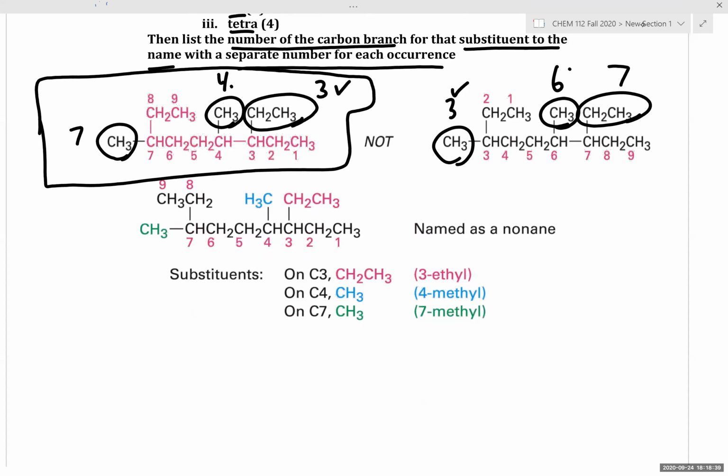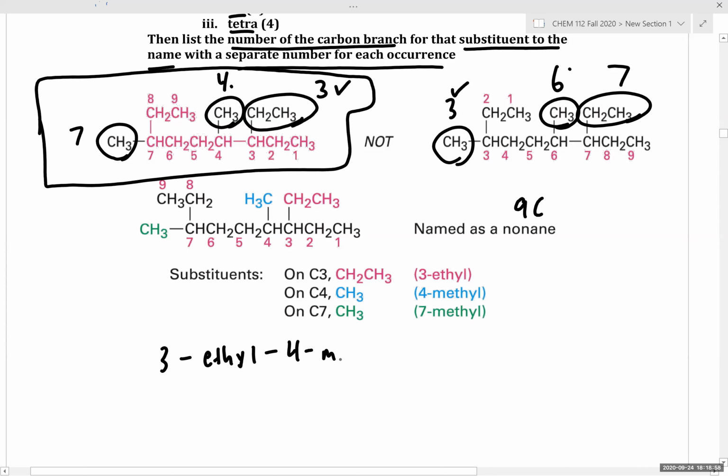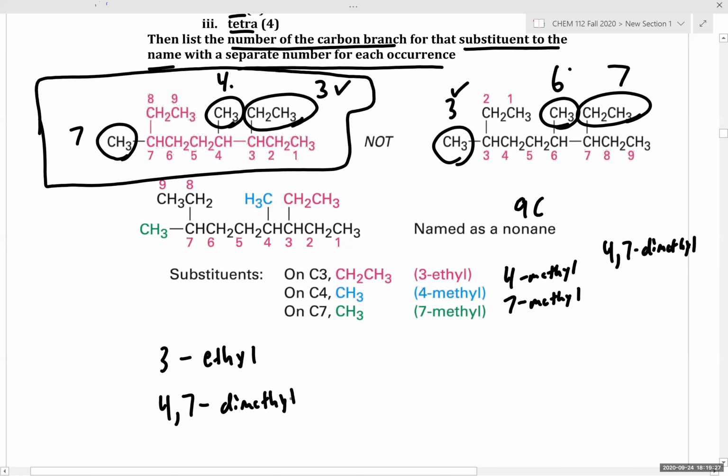Now, our longest carbon chain has 9 carbons, so we name it as nonane. And then for each of our substituents, we note at carbon 3, we have a 2-carbon chain that we call ethyl. At carbon 4, we have a 1-carbon chain that we call methyl. And at carbon 7, we have another methyl. So then, we'd write this as 4,7-dimethyl, okay?